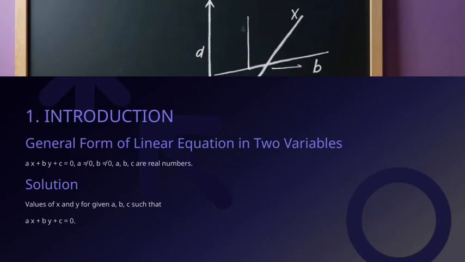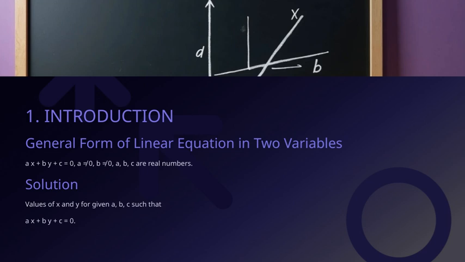Let's take a closer look at the general form of a linear equation in two variables, which is written as ax + by + c = 0. Here, a, b, and c are real numbers, and both a and b are not 0. This is important because it ensures that the equation actually represents a line. Now, when we have specific values for a, b, and c, we can find the corresponding x and y that satisfy this equation. Essentially, we're looking for the solutions, those pairs of x and y that make the equation true.